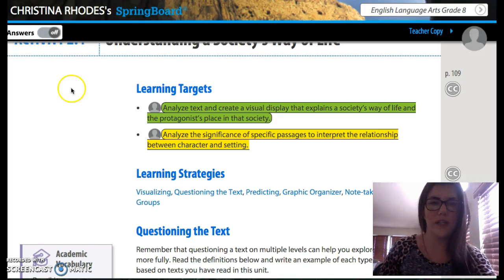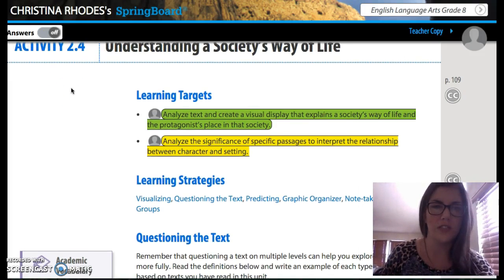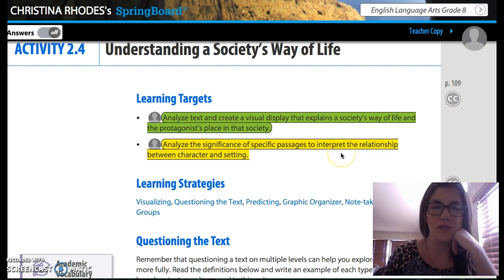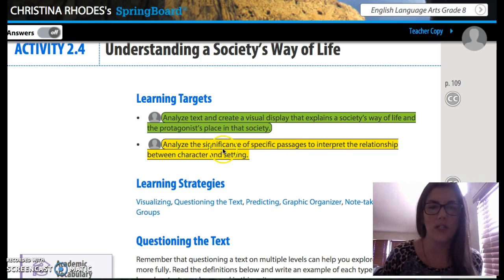Good morning and welcome. We are doing activity 2.4. You're on page 109 in your SpringBoard book. You have two learning targets today. Please number them 1 and 2.